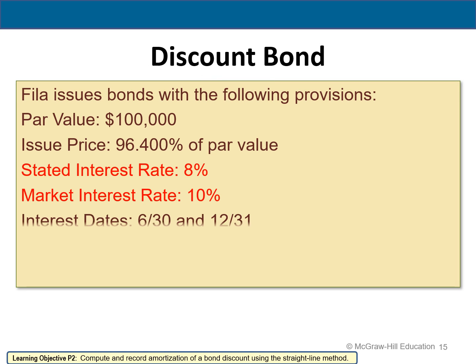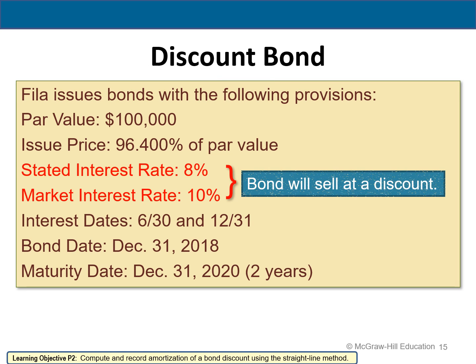All right, so FILA is issuing bonds with the following provisions: $100,000 par. Issue price is 96.4% of par. The stated interest rate is 8% and the market interest rate is 10%. Because the stated rate is less than the market, that means it's going to sell at a discount. Interest dates are 6/30 and 12/31. The bond date is December 31st of 18. Maturity date, 2 years later, December 31st of 20.